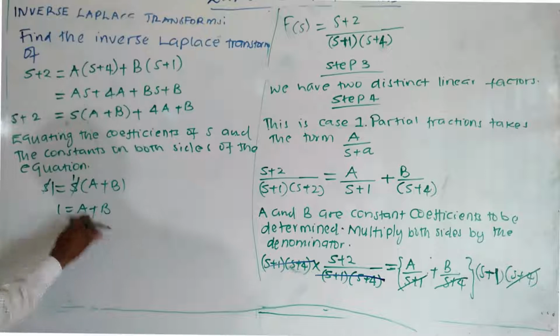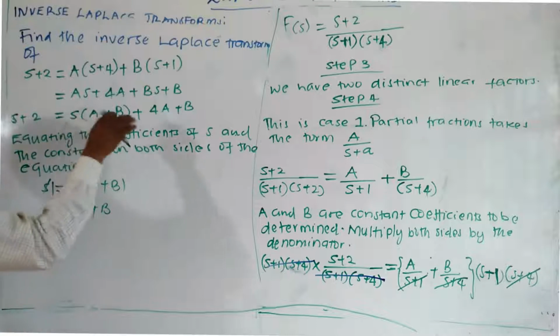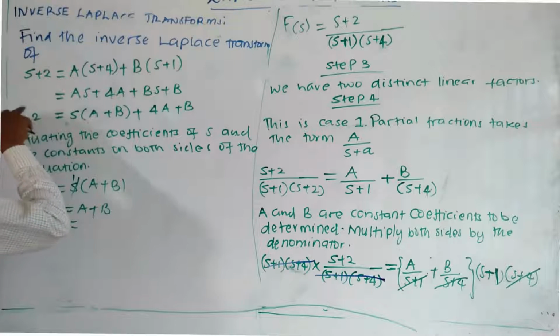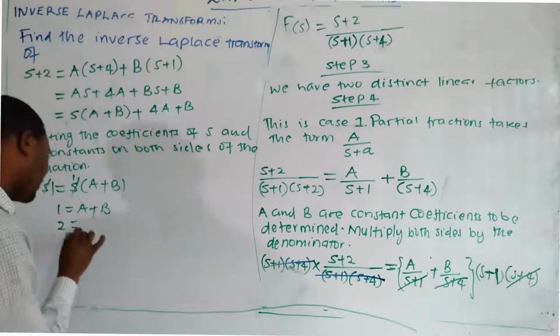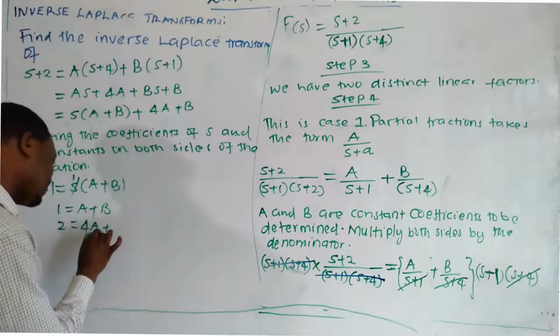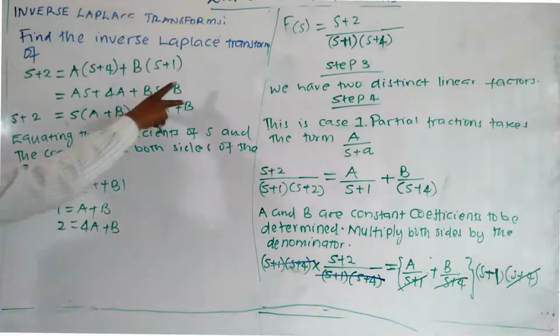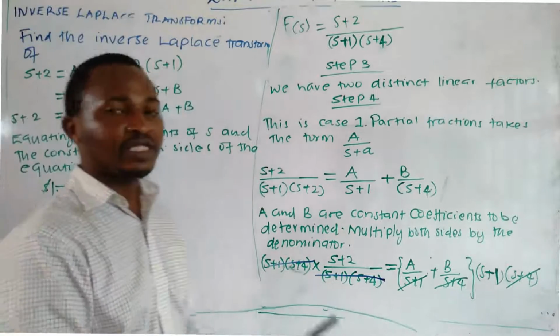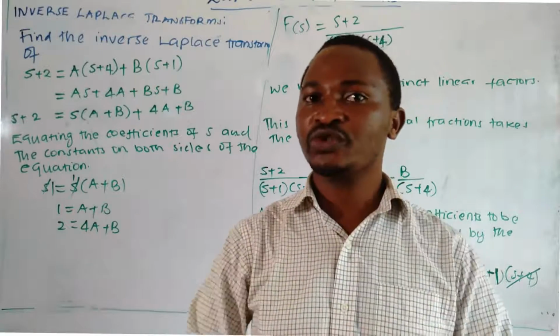If we equate the coefficient, this is 2. If you equate the constant here, which is 2, with the constant on the other side, therefore 4a plus b. We are calling them the constants because they are not accompanied by s. They are just plain values.